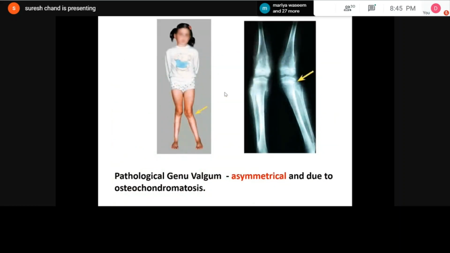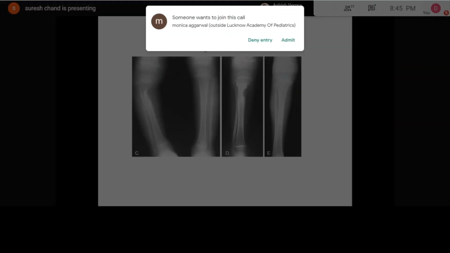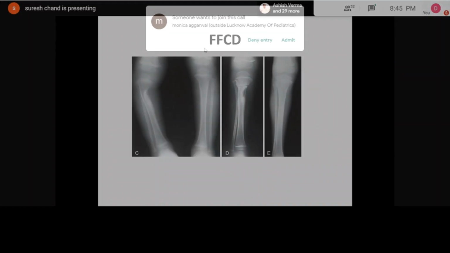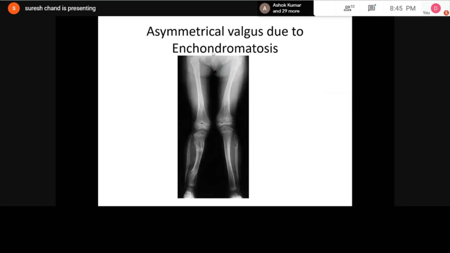There are some pathological forms of genu valgum where we can see asymmetrical deformity because of osteochondroma. This is again infantile tibia vara, also called Blount's disease. It has an asymmetrical proximal tibia vara. This is not typical genu varum, and we can identify that this is not physiological. Sometimes there are issues like a focal fibrocartilaginous defect or maybe generalized enchondromatosis.